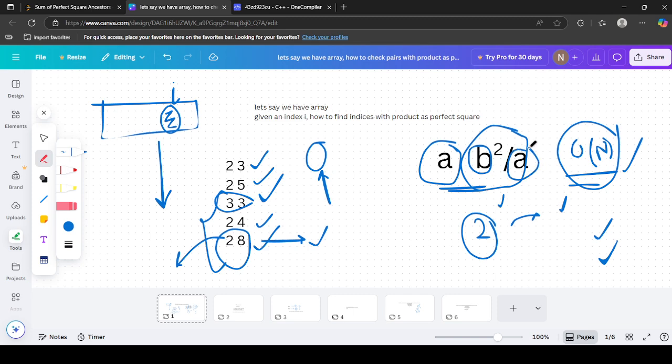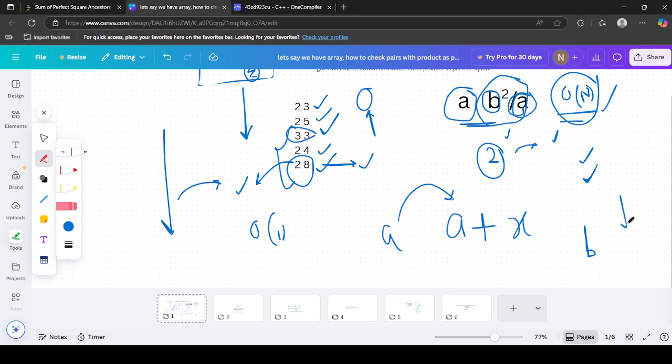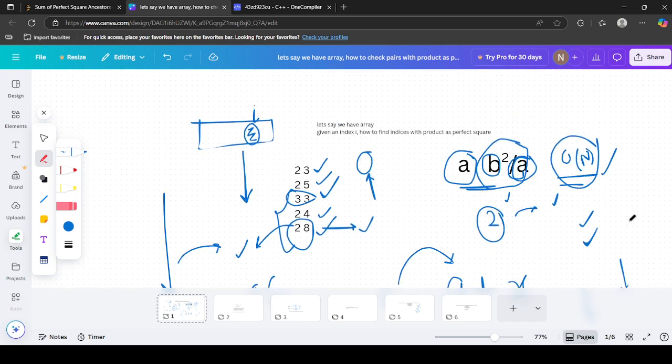But this is also a division. For example, let's say we have a and we want something like a plus x. If we want something like a plus x in O(1), we can very simply do it by hashing, because we can store all the values in a map. And then if we know x, we can find it in O(1). But here a is in the denominator. So to find that, we have to search for all the possible valid values of b. Only then can we find b square by a, and then check whether that is in the map or not. So a and b square by a, this is not very straightforward.